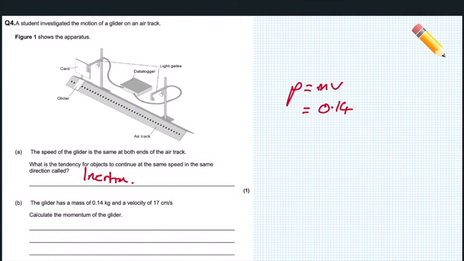Well, our mass, 0.14 kilograms, I'm happy with that. Here it is, our velocity, 17 centimeters per second, and our answer needs to be in meters per second, or kilograms meters per second. So this centimeters is a bit problematic. So 17 centimeters per second, to work that out in meters, we need to divide by 100. So 17 centimeters per second is 0.17 meters per second. If we multiply those two together, we get an answer of 0.024 kilogram meters per second.